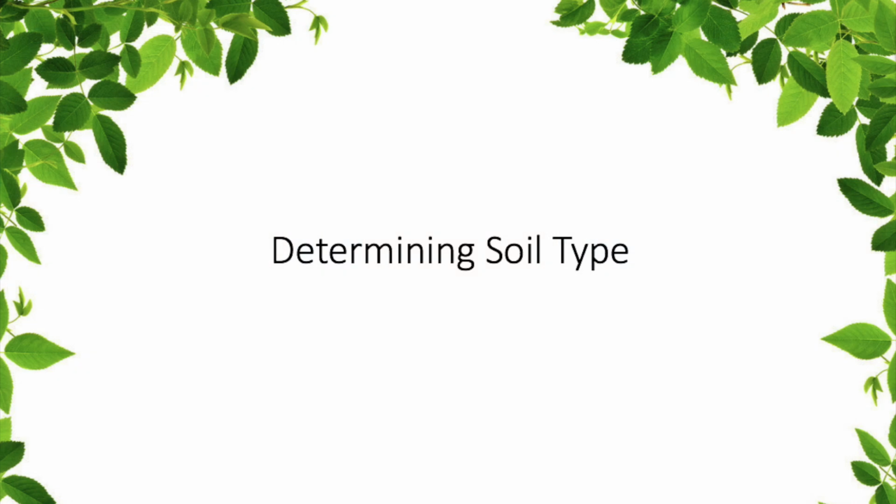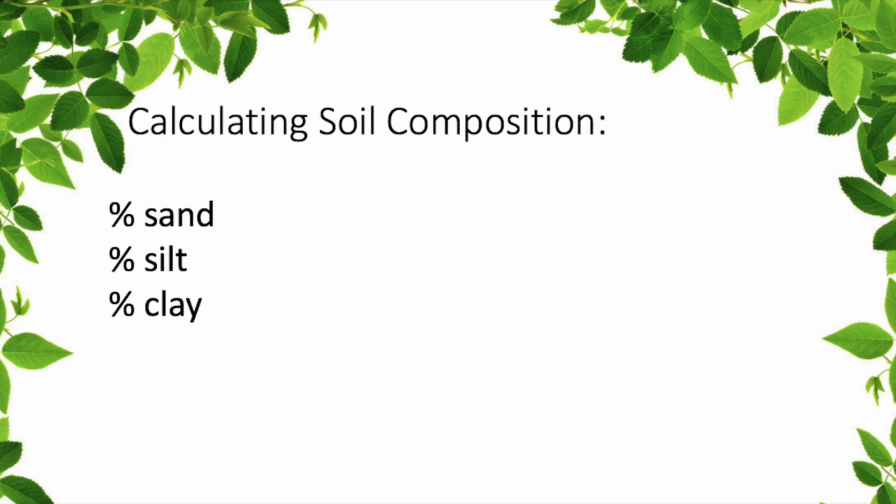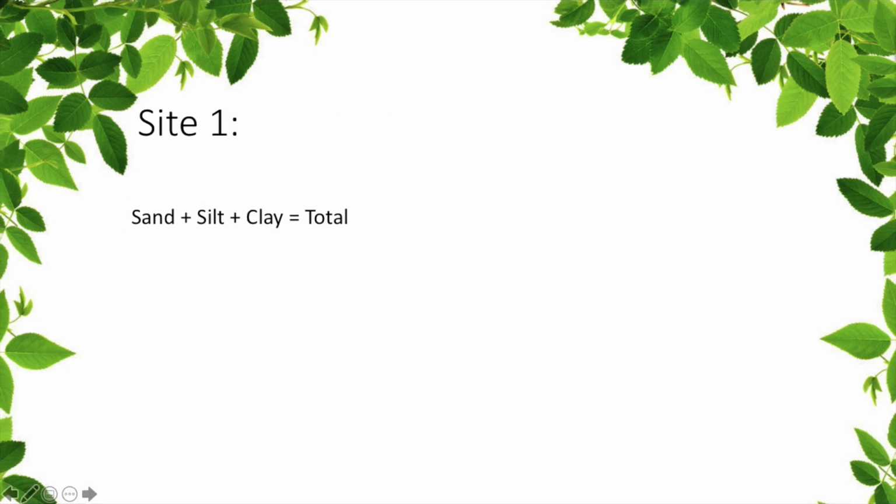Soil texture is made up of sand, silt, and clay. Those 3 parts add to make 100%. For our experiment, we measured each in millimeters, but the units don't matter since we will be converting each into a percentage. Let's start our calculations. With Site 1, our sand level was 103, the silt was 102, and the clay was 35, adding to a total of 240.